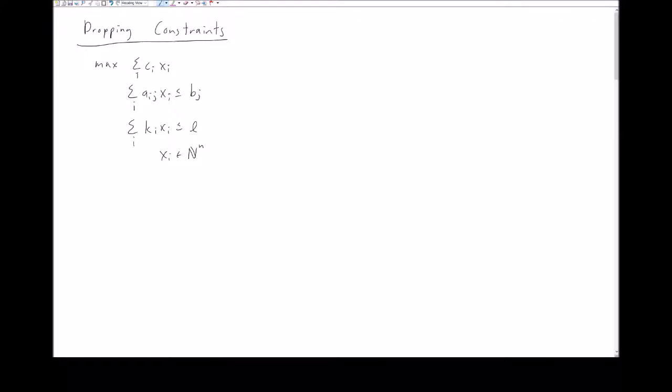In this lecture, we're going to introduce the idea of Lagrangian relaxation. Lagrangian relaxation builds on the thing that we talked about previously, which is dropping constraints out of an integer program. So for example, if we have the integer program pictured here, and we simply cross out this constraint, this results in some upper bound.